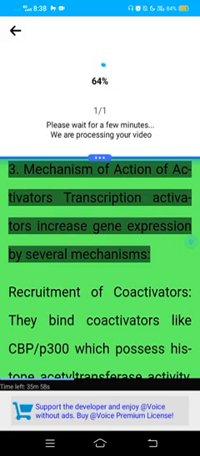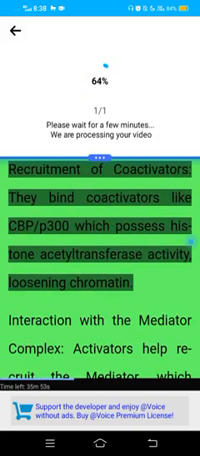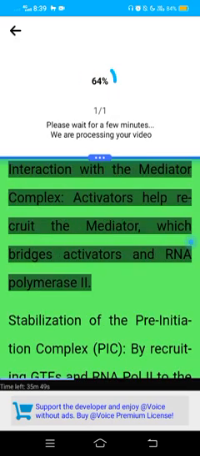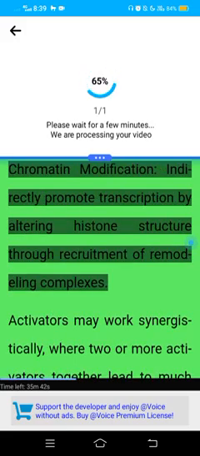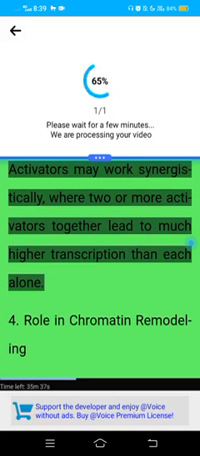3. Mechanism of action of activators. Transcription activators increase gene expression by several mechanisms. Recruitment of coactivators. They bind coactivators like CBP/p300, which possess histone acetyltransferase activity, loosening chromatin. Interaction with the mediator complex. Activators help recruit the mediator, which bridges activators and RNA polymerase II. Stabilization of the pre-initiation complex (PIC) by recruiting GTFs and RNA pol II to the promoter. Chromatin modification. Indirectly promote transcription by altering histone structure through recruitment of remodeling complexes. Activators may work synergistically, where two or more activators together lead to much higher transcription than each alone.